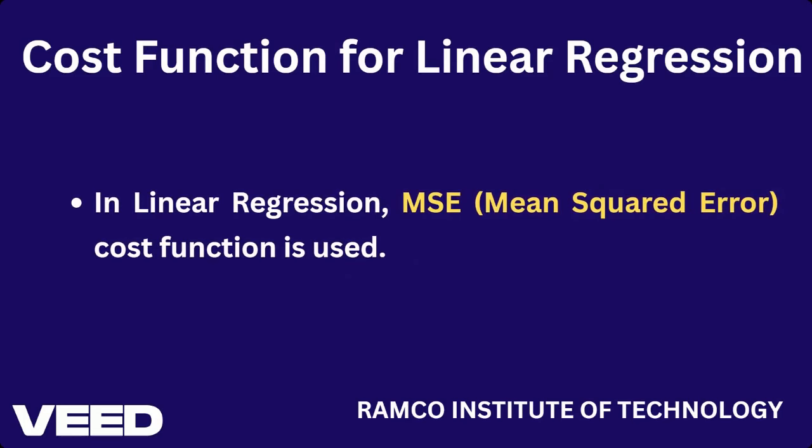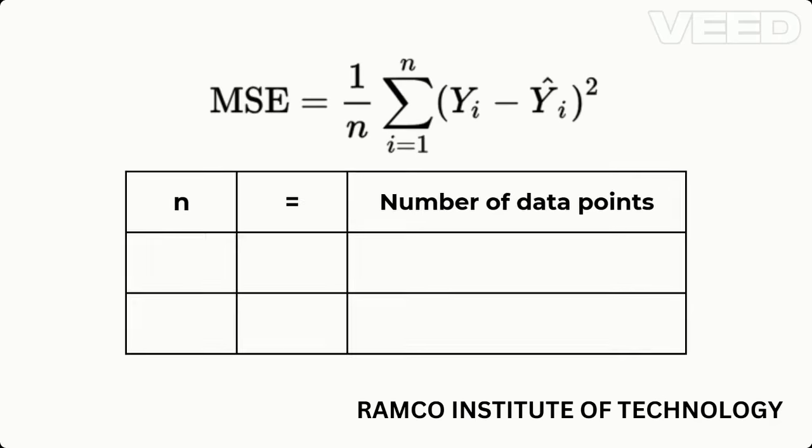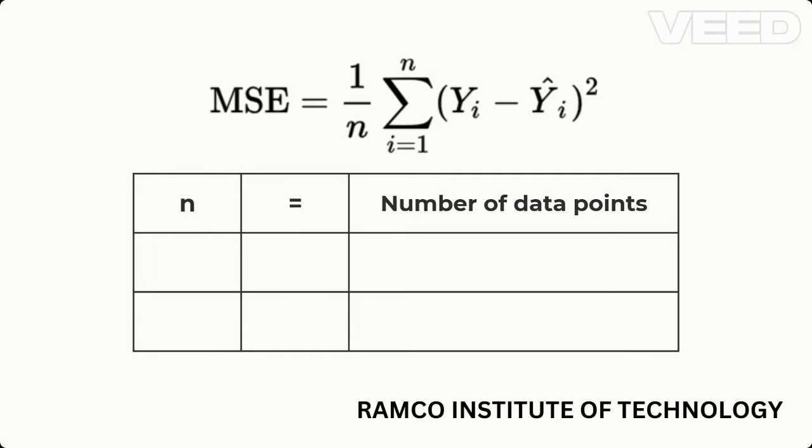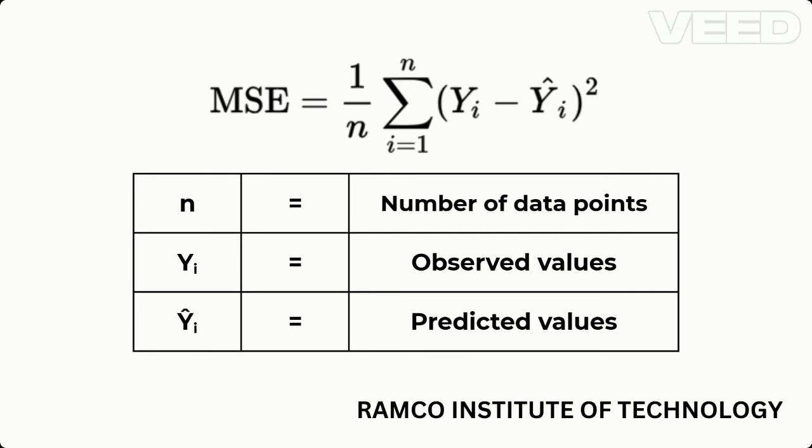In linear regression, mean squared error cost function is used. So what is mean squared error? It is the average of the squared error between y predicted and yi. So the equation is given by 1 divided by n, summation i equal to 1 to n, (yi minus yi cap) the whole square. So here n indicates the number of data points, yi indicates the observed values, yi cap indicates the predicted values.